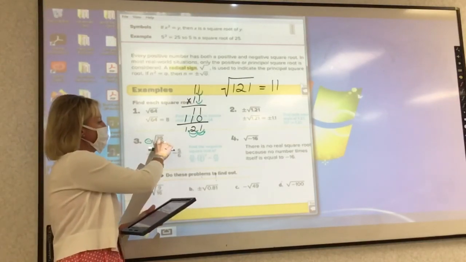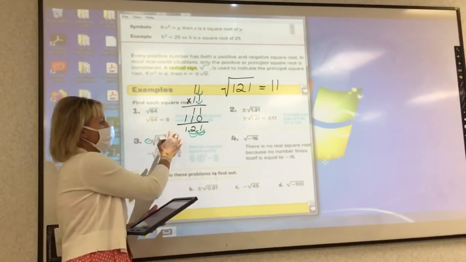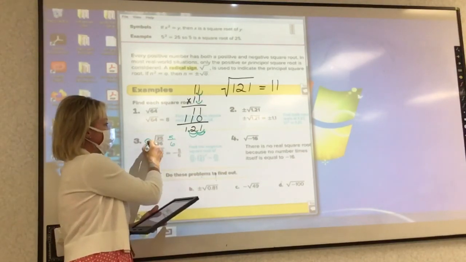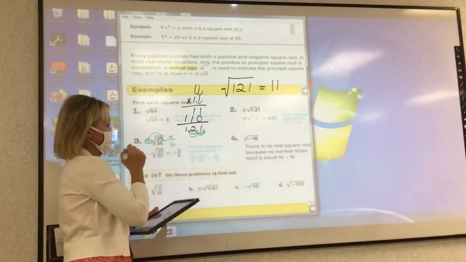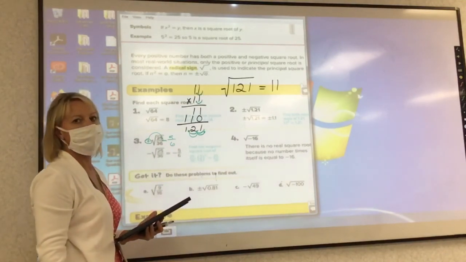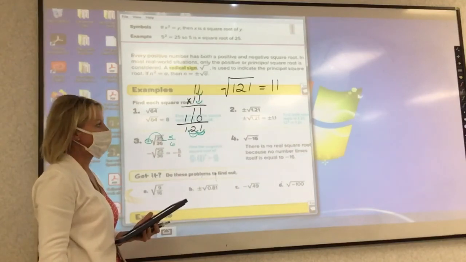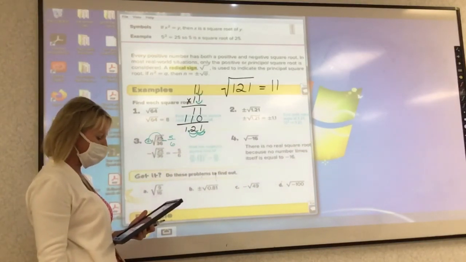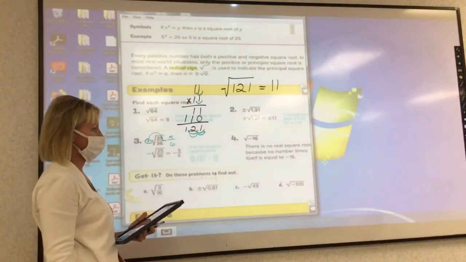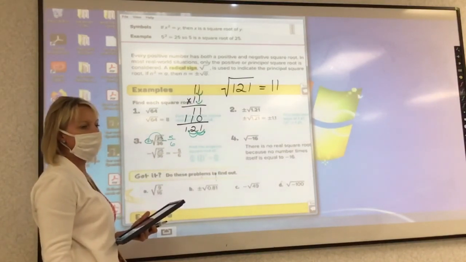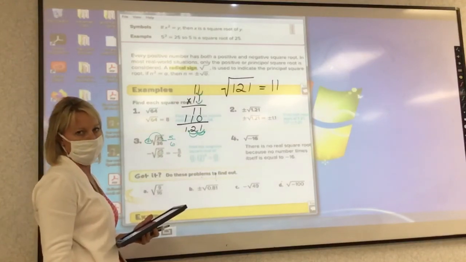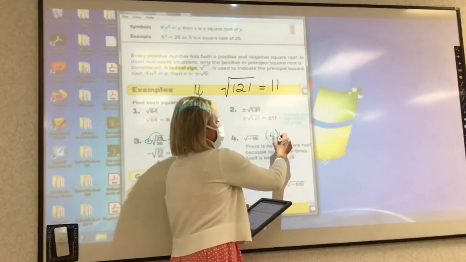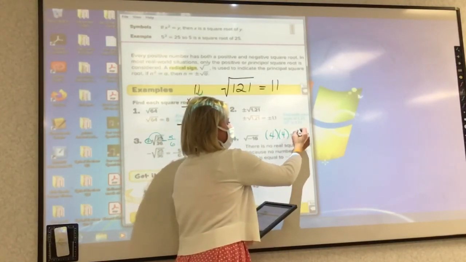Then I just need to find what's the square root of 25? 5. What's the square root of 36? 6. But then you put that negative sign in front of your answer. Number 4 is asking for the square root of 16. What times itself gives me 16? 4. If I do 4 times 4, I get 16.